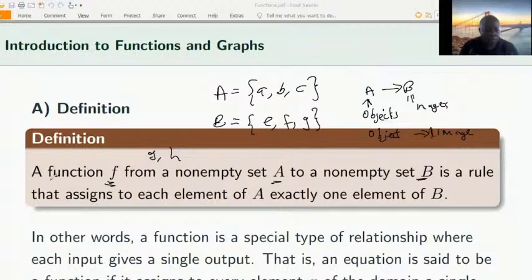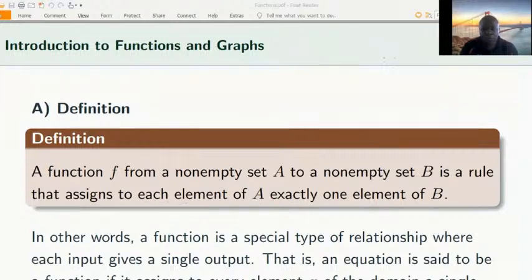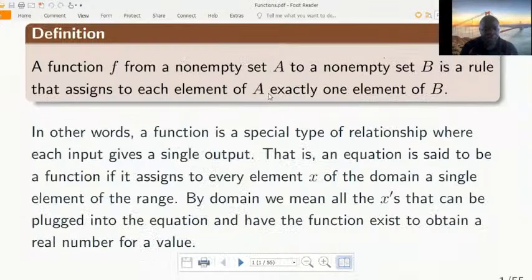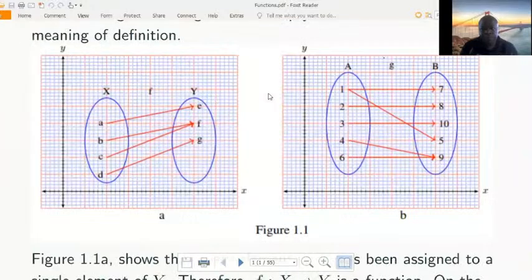That's what this definition says: that a function f from a non-empty set A to B is a rule that assigns to each element of A exactly one element of B. So that is what I can explain about this definition, and it's very important for us to know what the definition means. That's what I've written here.